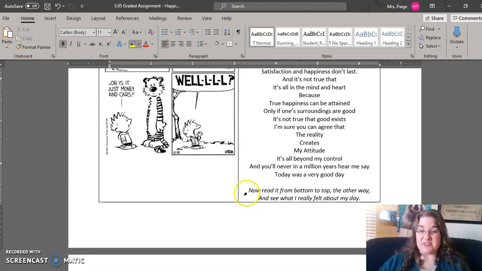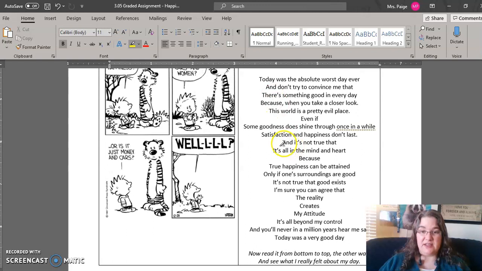Now, read it from the bottom to the top, the other way, and see what I really felt about my day. Today was a very good day, and you'll never in a million years hear me say it's all beyond my control. My attitude creates the reality. I'm sure you can agree that it's not true that good exists only if one's surroundings are good. True happiness can be attained because it's all in the mind and heart. And it's not true that satisfaction and happiness don't last. Some goodness does shine through once in a while, even if this world is a pretty evil place. Because when you take a closer look, there's something good in every day. And don't try to convince me that today was the absolute worst day ever.